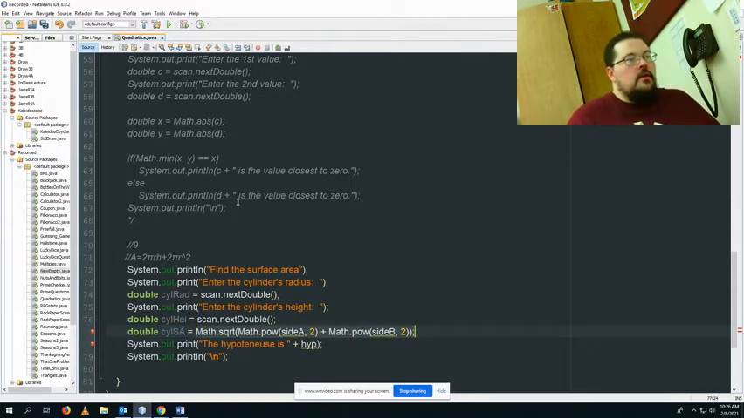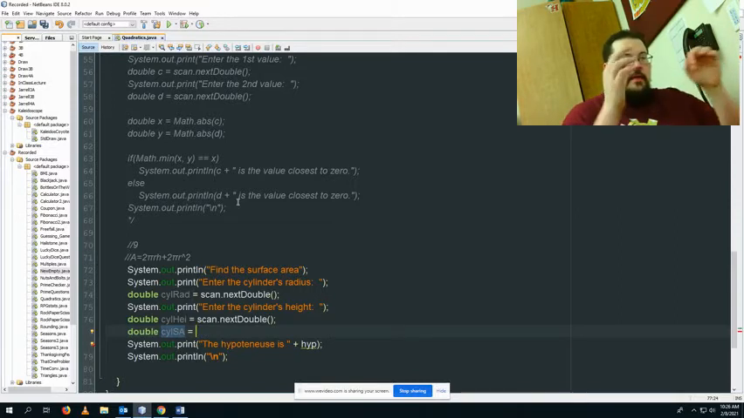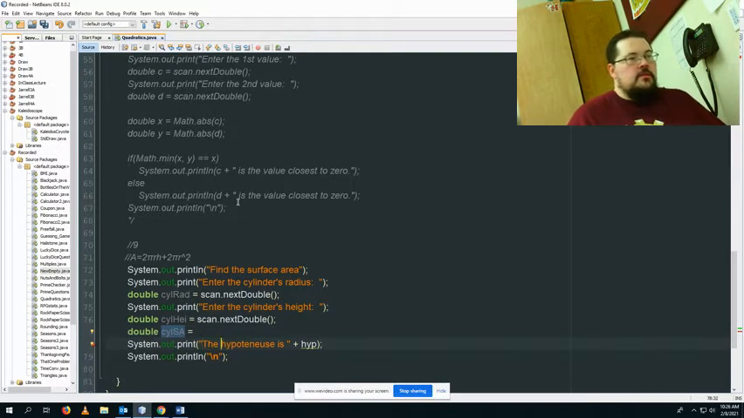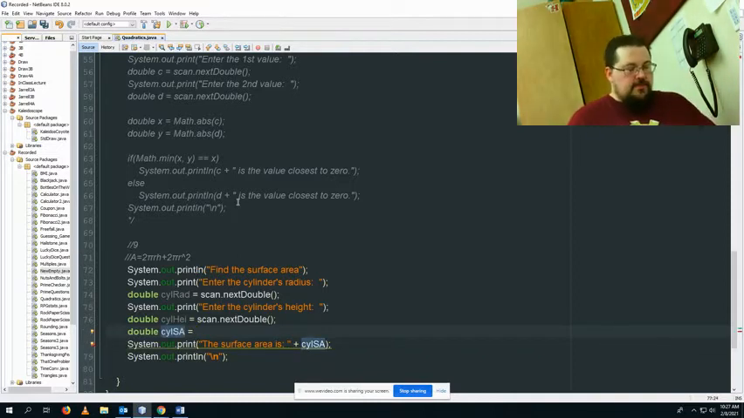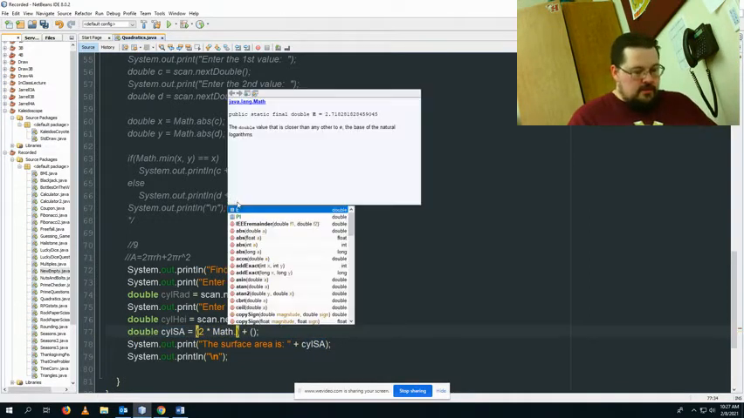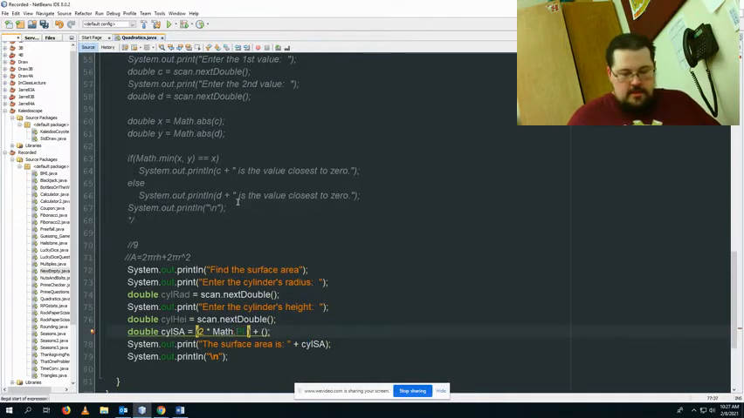That's A. Okay, so now we've got to convert that formula into this. So we got two sections of code. We're going to make sure each of those is done properly. So the first one is 2 times pi, Math.PI, times radius, times height. Okay, so there's part 1.